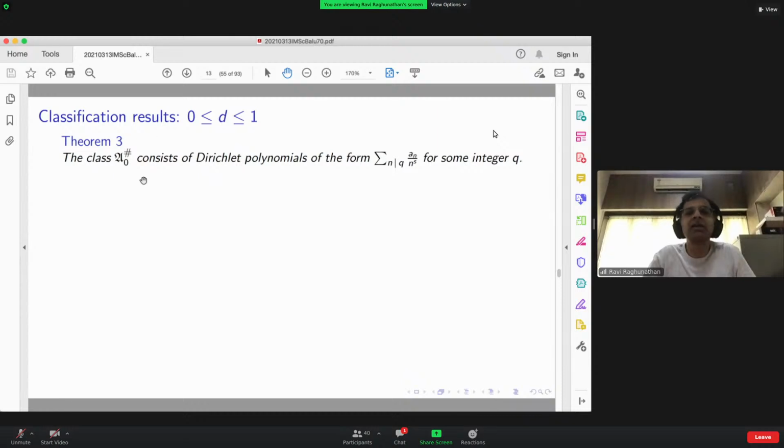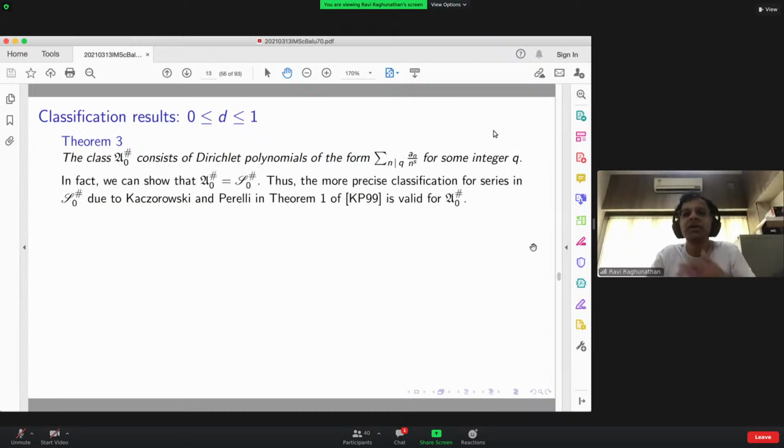So first of all, you can take A sharp 0, those of degree 0. Then the theorem is that it consists of Dirichlet polynomials of the form the sum of a_n by n to the s, where n divides q. So these are finite Dirichlet polynomials for some integer q. That's a theorem. Again, not surprising, because what we are able to show is that A sharp 0, the degree 0 elements in A sharp, are exactly the degree 0 elements in S sharp. This requires a little bit of work because in S sharp, having a functional equation of degree 0 means there are essentially no gamma functions occurring in the functional equation. Whereas for us, we can have quotients of gamma functions.